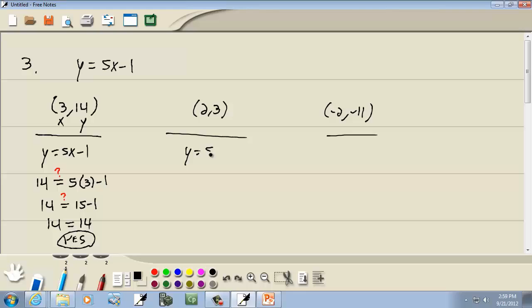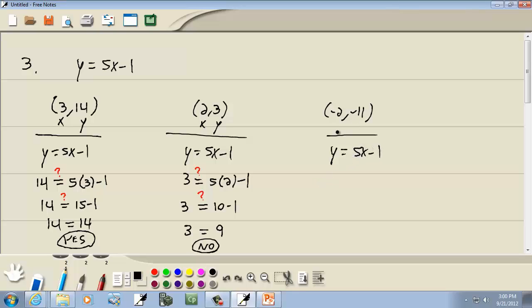So again, I'll plug that into my equation. This is our x and this is our y. So we'll put 3 in for the y. This is a question mark at this point. And plug 2 in for the x, minus 1. 5 times 2 is 10. And 10 minus 1 is 9. These do not equal each other. So this is not an ordered pair that satisfies that equation. Well, let's do the next one.